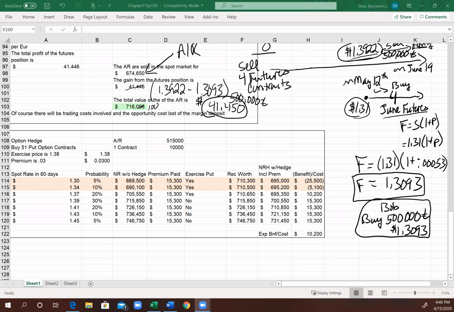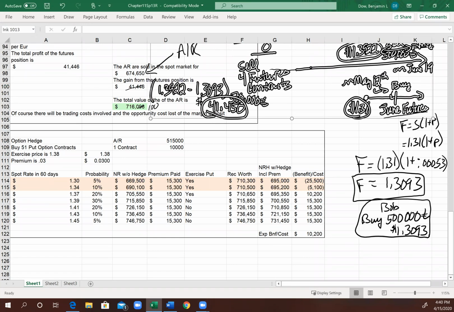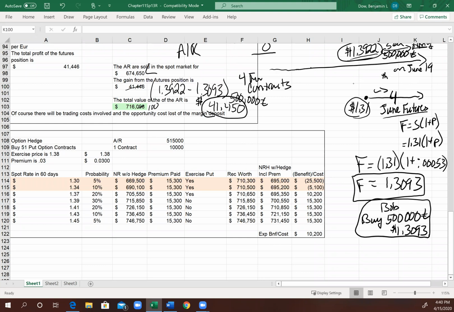All right, I'm going to go ahead and erase some of this. Maybe it won't let me erase it. There it goes.